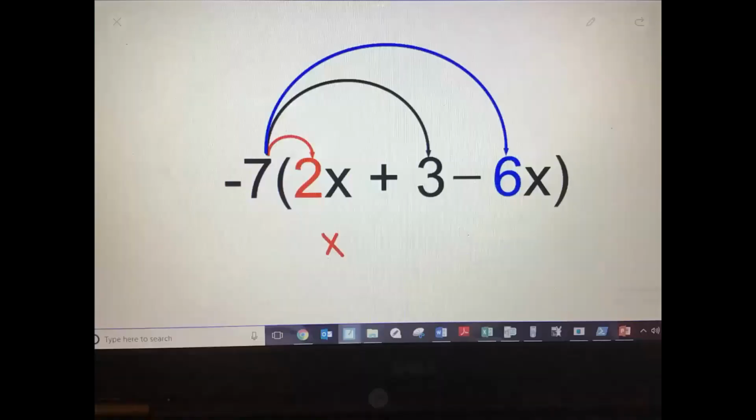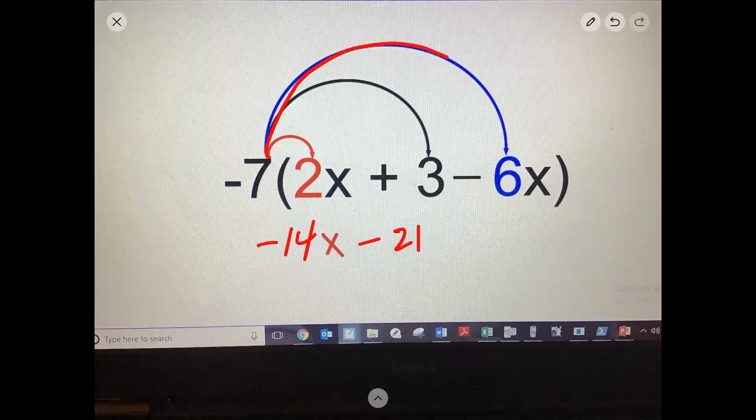That's what we want to see. So if you look over here, that's the image. -7 times 2x is going to be a -14x. A -7 times a +3 is going to be a -21. And then a -7 times a -6x is going to be a +42x. And notice the parentheses are no longer there. So whenever you have parentheses and a number outside, in order to get rid of the parentheses, you have to use the distributive property, period.